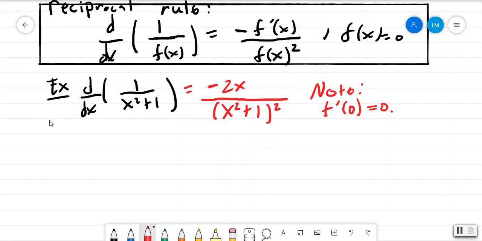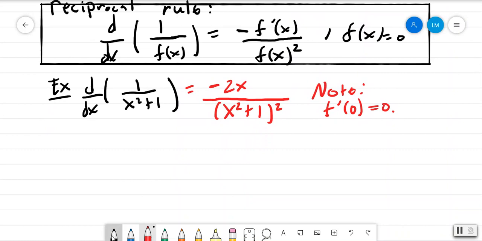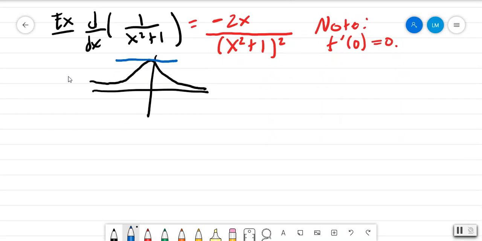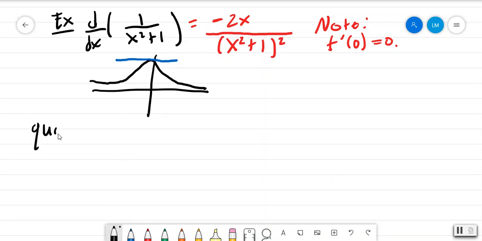Now, if you were to graph that equation, you would find that it looks something like a bell curve, where it looks something like this. And then you would have that the function has a horizontal tangent at 0. So we have something like this. Okay. Now, we'll talk about, for example, that there's a max right here. But for now, we're just practicing how to find derivatives and whatnot. Now, the next thing that we finally can look at is what we call the quotient rule.